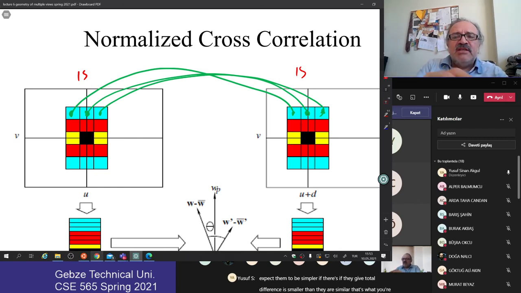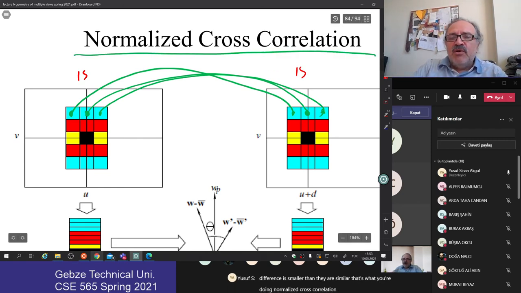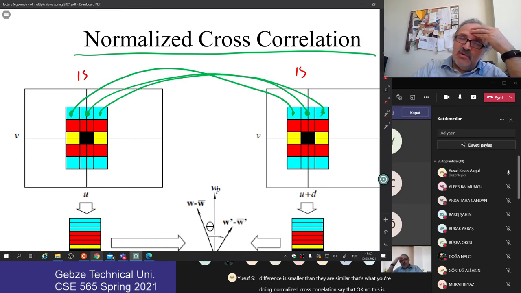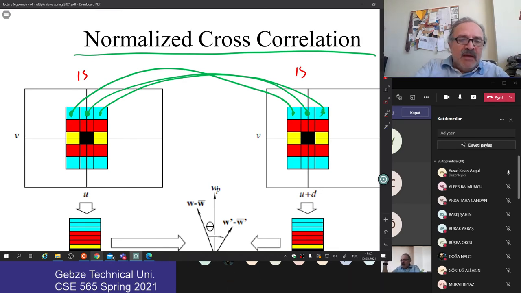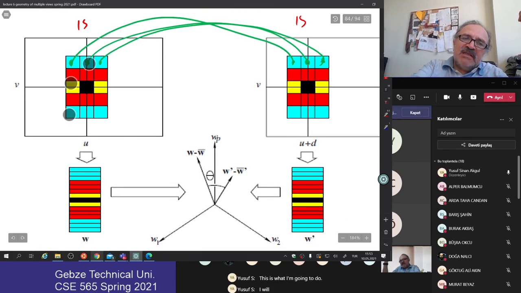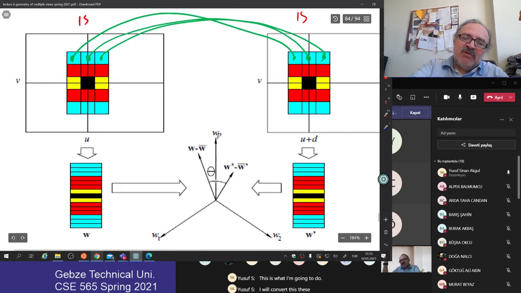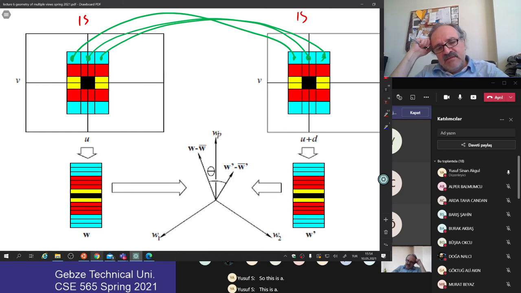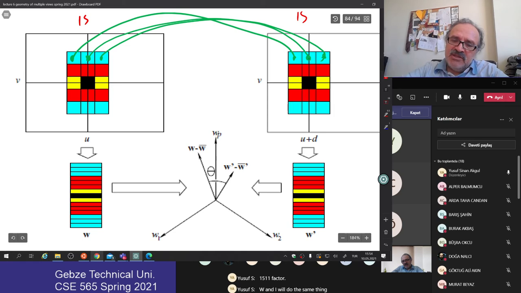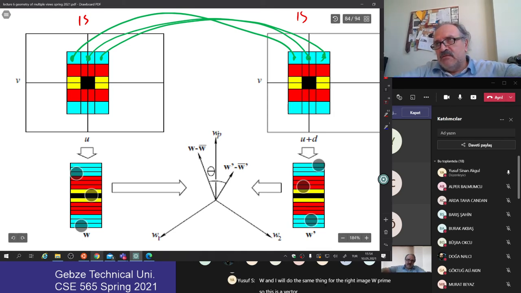Normalized cross correlation says that, okay, no, absolute values of intensities is not good. This is what I'm going to do. I will convert these 15 pixels into a vector W. So this is a 15 element vector W, and I will do the same thing for the right image, W prime. So this is a vector and this is a vector.